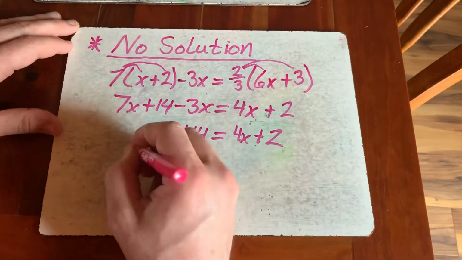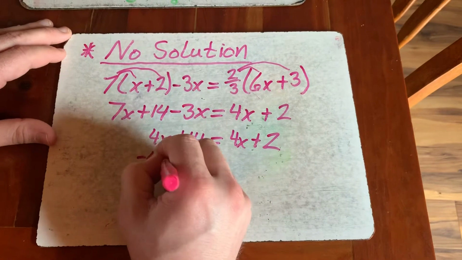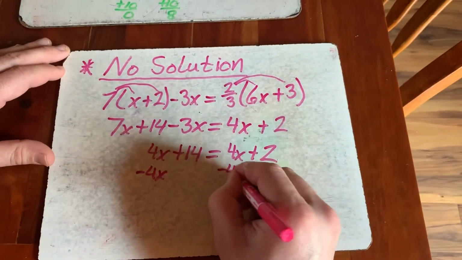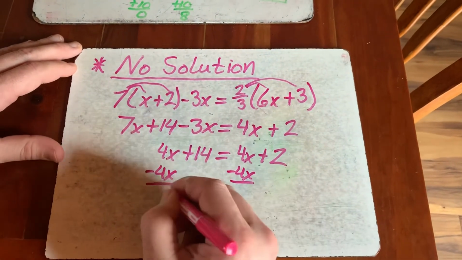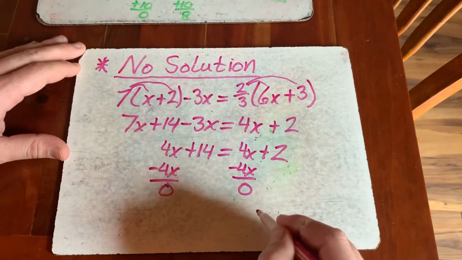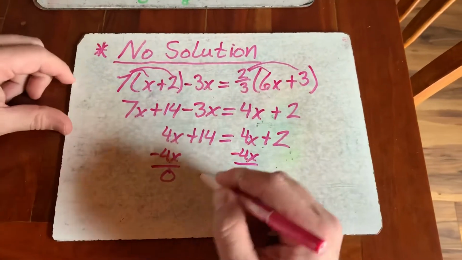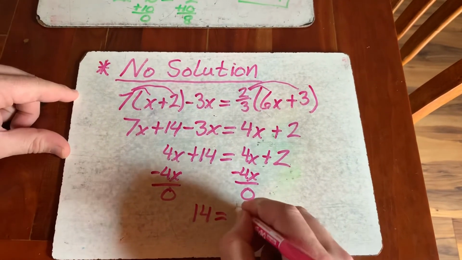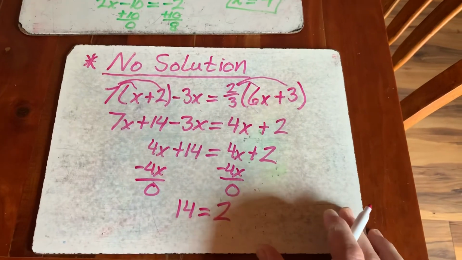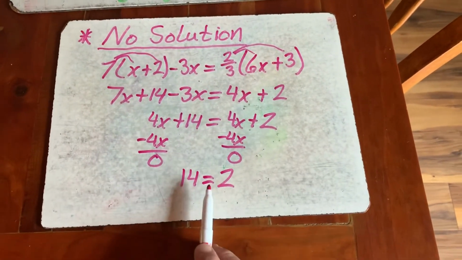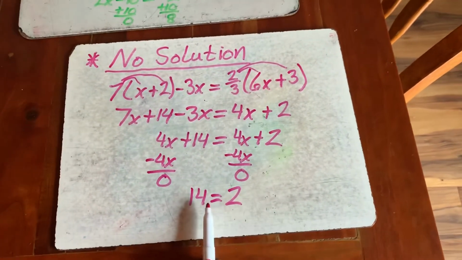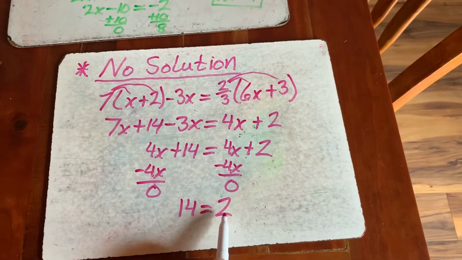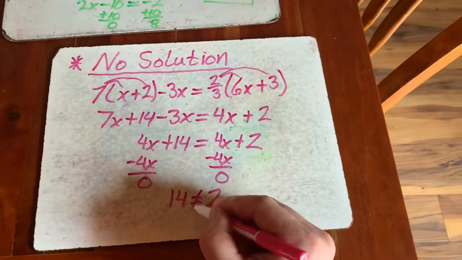Obviously, it doesn't matter which one you get rid of. We're going to get rid of one of them, and that's going to end up getting rid of the other one. So if I have a positive 4x, I'm going to subtract 4x from both sides, and they both go to 0. And the x is now gone, right? The variable has disappeared. So bring down what you have left. 14 equals 2. And the obvious fundamental difference here between the last problem and this problem is, in the last problem, you had negative 4 equals negative 4, and that is true. Does 14 equal 2? No, that's not true. 14 does not equal 2.